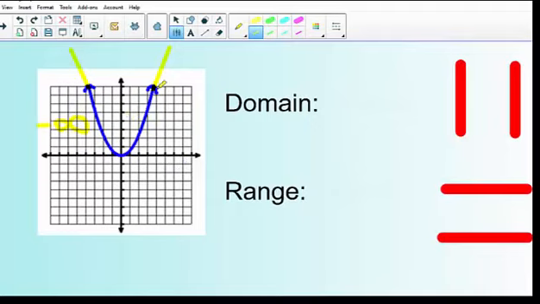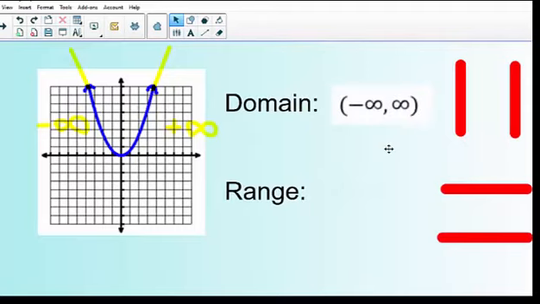On the right, there's nowhere that I can draw a line where my graph's going to stop. So I'm going to put a positive infinity to remind myself that it keeps going. So therefore, since there was nowhere where we could actually draw lines, our domain is going to go from negative infinity up to positive infinity.